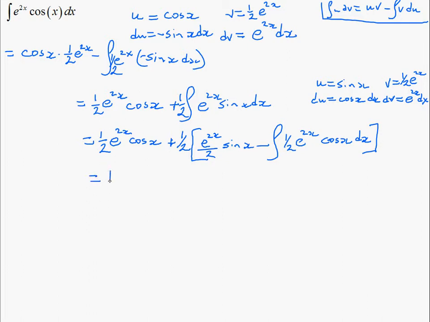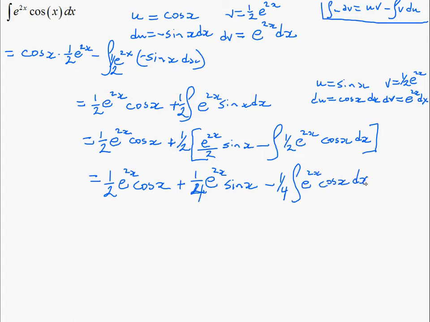So let's simplify here and see what we get. 1/2 e to the 2x cosine x plus 1/4 e to the 2x sine x minus 1/4, and this quarter came from this 1/2 times this 1/2, the integral of e to the 2x cosine of x dx. And now we have another integral here, so integration by parts is how we'd solve this.